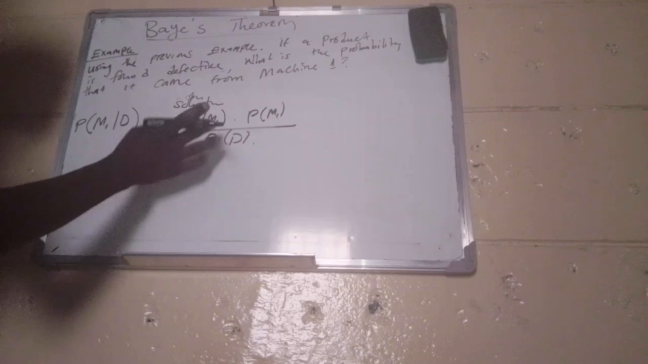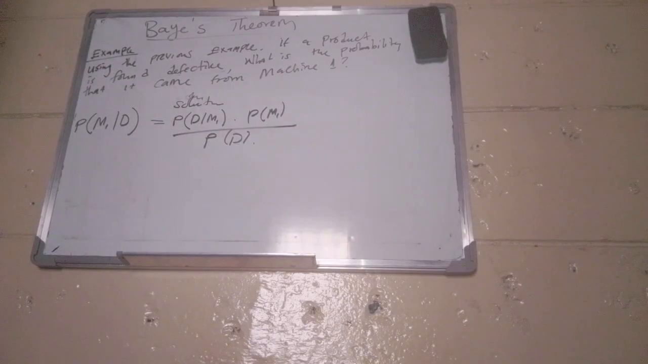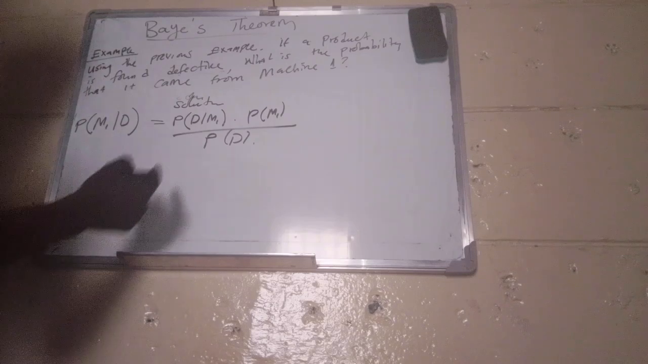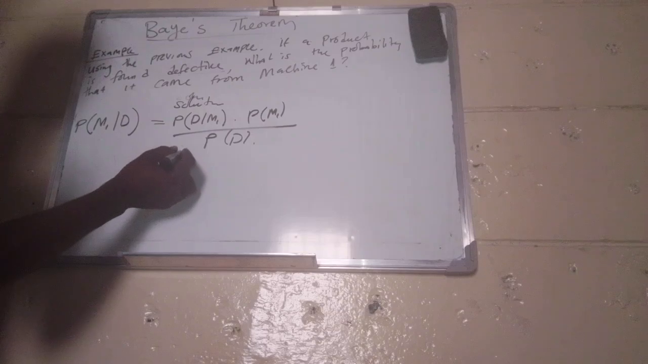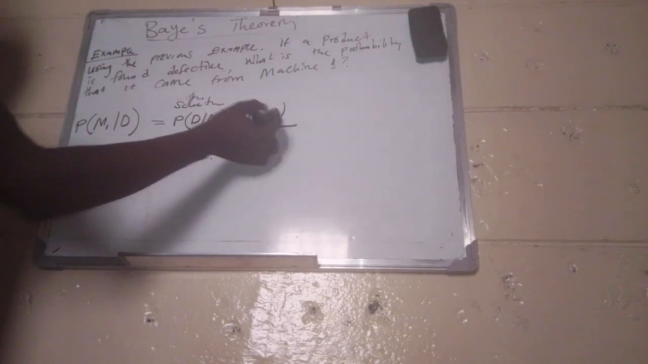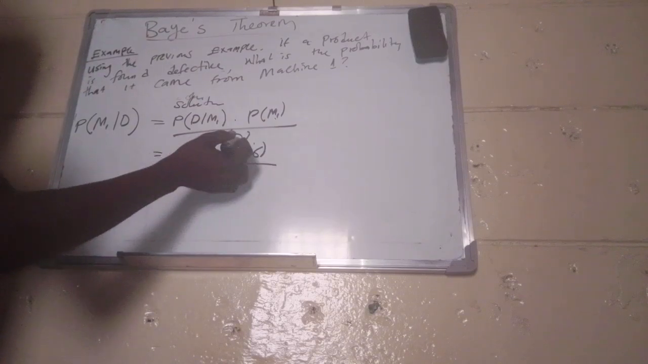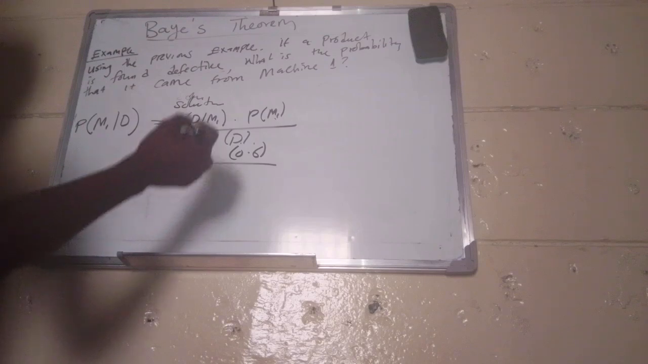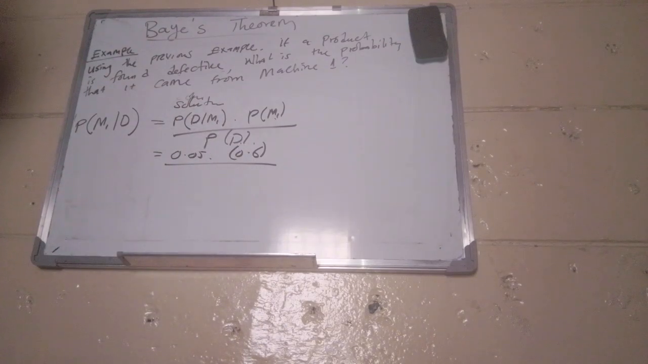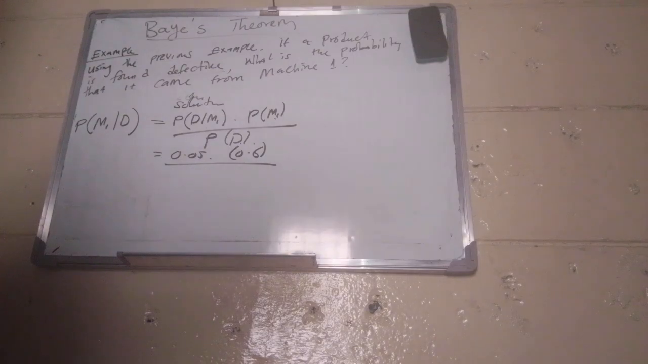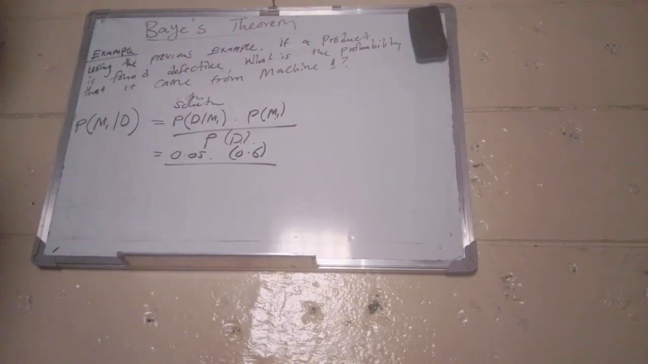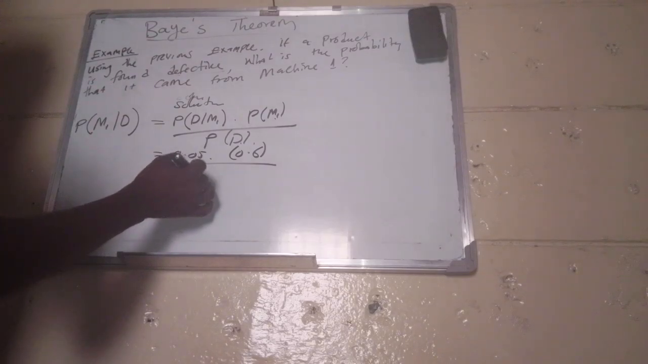So we just replace what we have. We already have this in our question: the probability of an item being defective given that it is coming from machine 1 was 5%, so it is 0.05, multiplied by machine 1, which was 60%, that is 0.6, over the probability of a defective item.